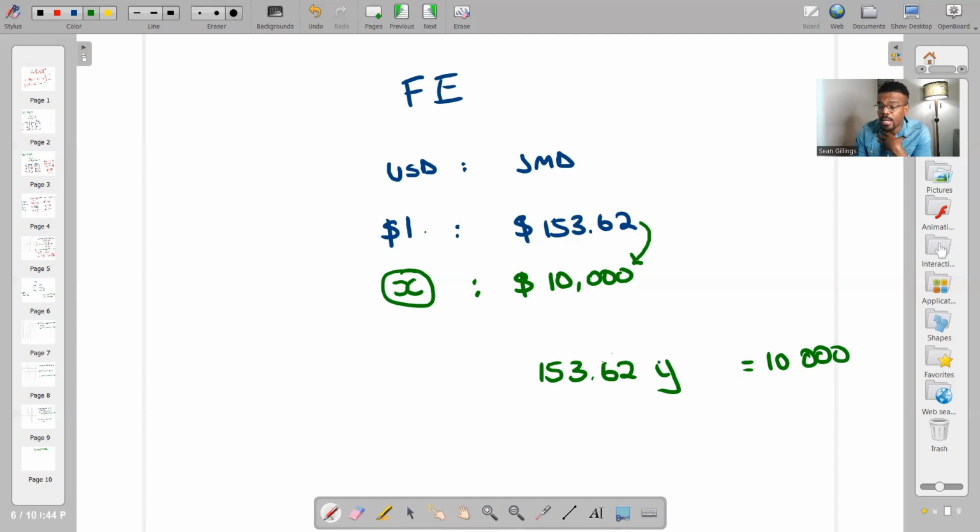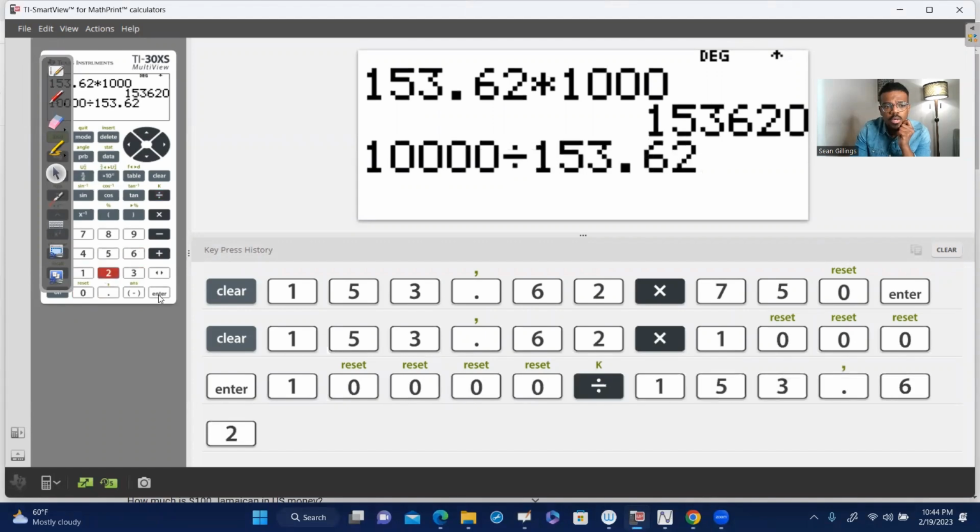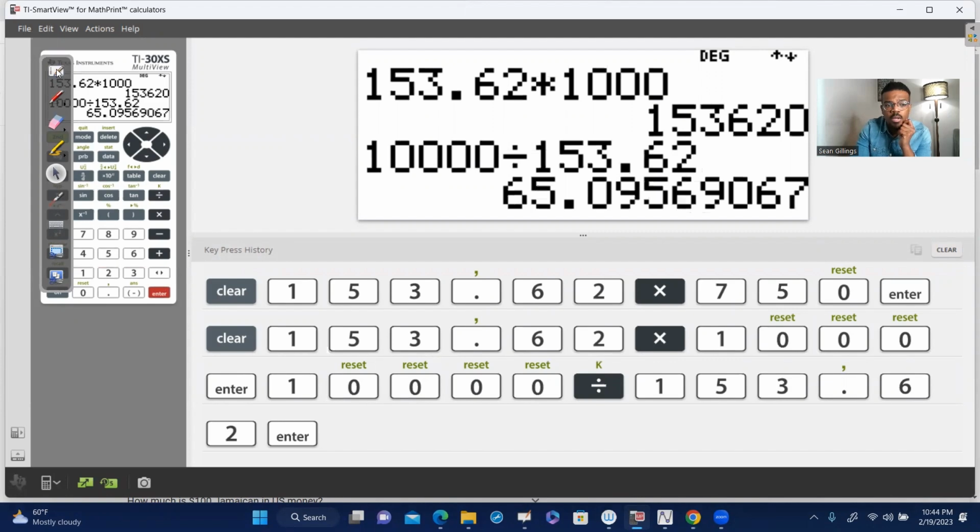There are two things multiplying. So how do I get rid of a multiply? What do I have to do to get rid of a multiply? I would have to do the opposite. So I have to divide by 153.62 on this side. And just like with the ratios, what you do to one side of the equal sign, you have to do to the other side of the equal sign. All right, so the number that you have to multiply 153.62 by will be 10,000 divided by 153.62, which gives me this lot of decimals, right?